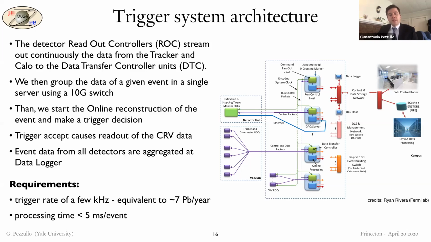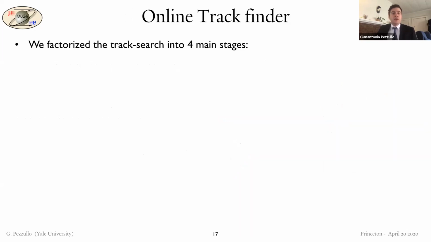So the requirements of this trigger system are listed below on the slide. So we require the trigger rate to be below a few kilohertz, which is equivalent to asking for a maximum of 7 petabytes per year in the data volume. And we also enforce a requirement on the processing time given by the hardware that we actually have available for implementing this trigger facility. And it's going to be a limit on the processing time of about 5 milliseconds per event. So now let's see how we implement the online track finder algorithm in the experiment.